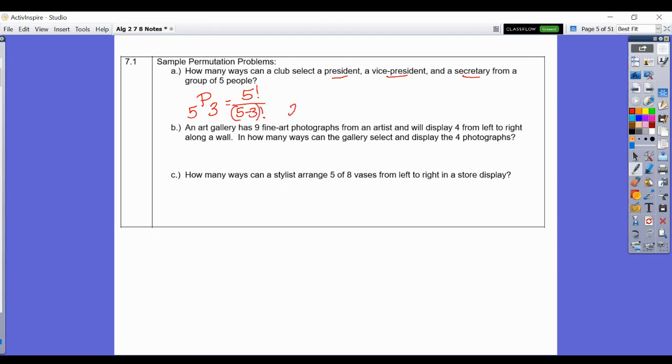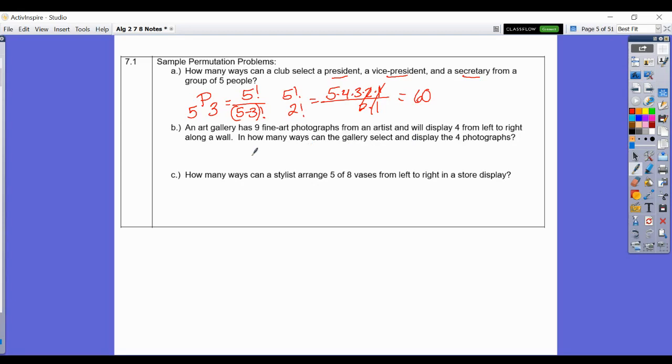5 minus 3 is 2 factorial. So my fraction would be 5 times 4 times 3 times 2 times 1 over 2 times 1. So my total number of people is 5 times 4 times 3, which is 60. So there's 60 different ways I could select these positions out of my group of 5. Seems like a big number, but there are a lot of ways to arrange that.